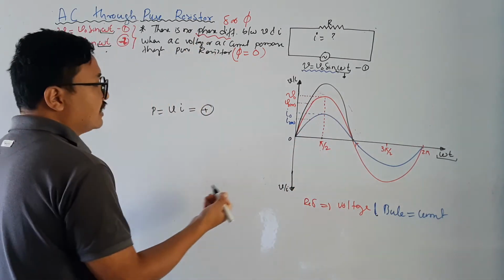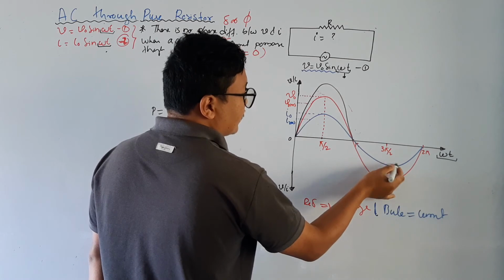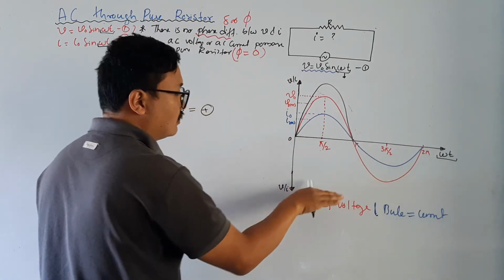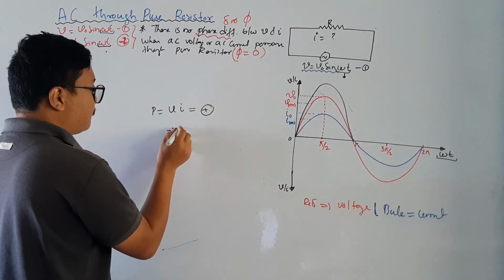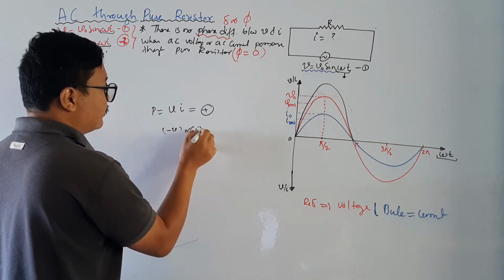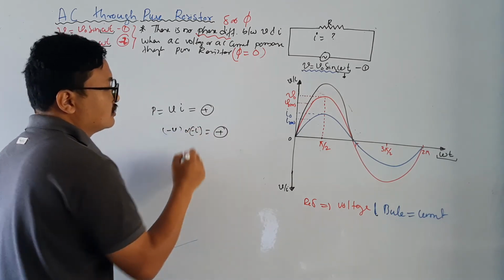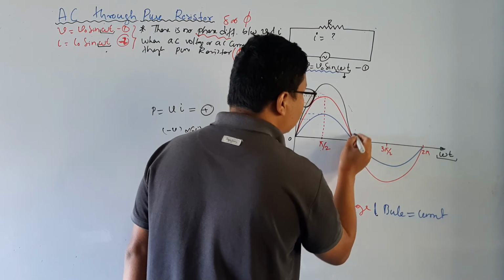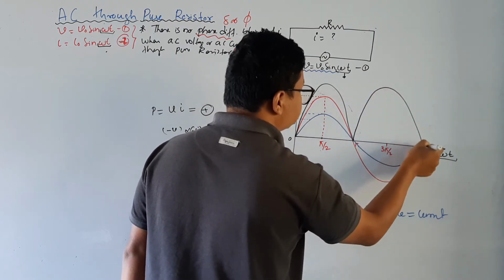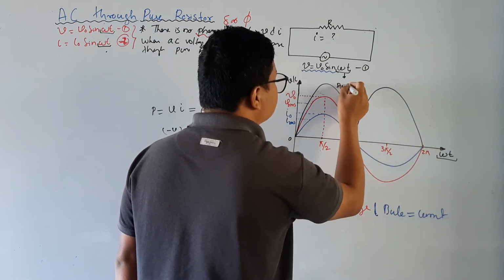Okay. Now in here, the current is negative, voltage is also negative, below the 0. This is negative into negative. What will give me? Again it will give me positive. So the power for this cycle will also go here. So this is my power.